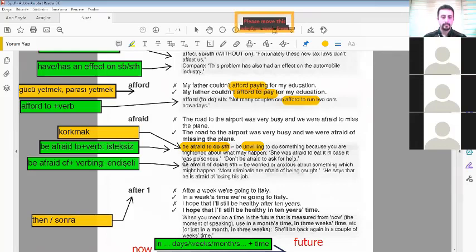Be afraid of doing something. Be worried or anxious about something which might happen. Most criminals are afraid of being caught. He says that he is afraid of losing his job. Thank you. So whenever you are worried or anxious, what is worried or anxious? Endişeli. So you are afraid of doing something.